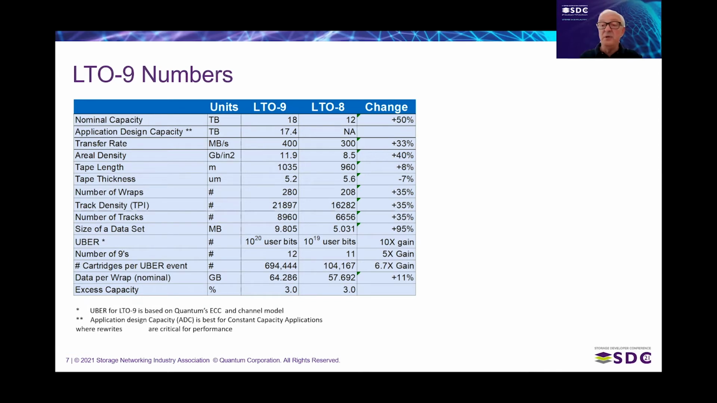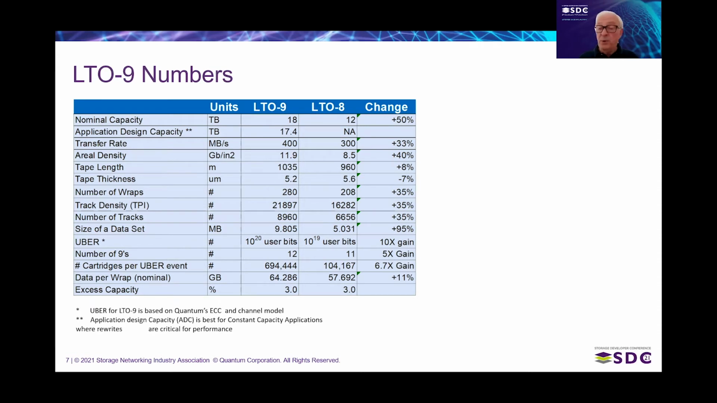Tape thickness is reduced. It's now thinner media. Why? Because first time in the history of LTO, we actually use more than a kilometer long tape. This is a massive achievement, all in the same cartridge space. And we got more wraps, 280, which means times 32. You get more tracks. That's 8,960 tracks. That's 35% increase over LTO-8.